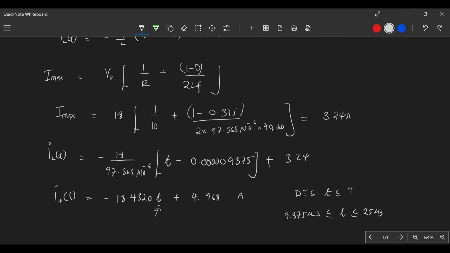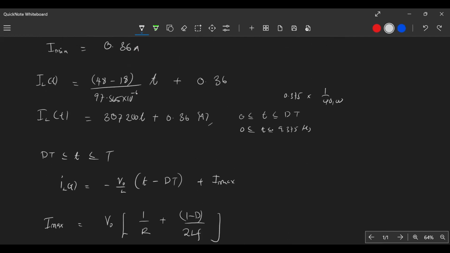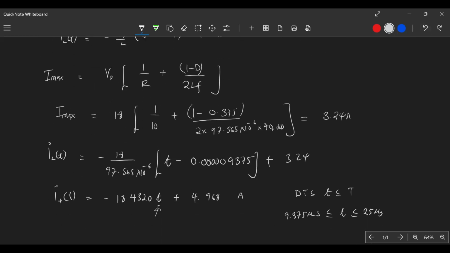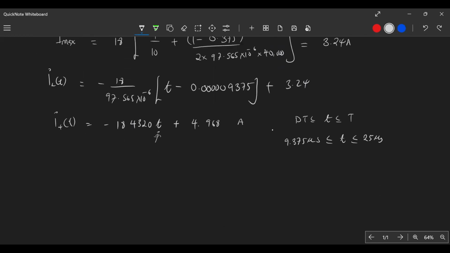Similarly, in the previous equation, the first equation, remember that this equation is valid between 0 and D times T. If you put 0, of course, you get the minimum current, at time equal to 0. If you put D times T, then you have the maximum current. D times T is simply 9.375 microseconds. Substituting it in this equation, you get the maximum current of the inductor, which is 3.24. So you can prove those. Those are the inductor currents that we're asked to calculate.